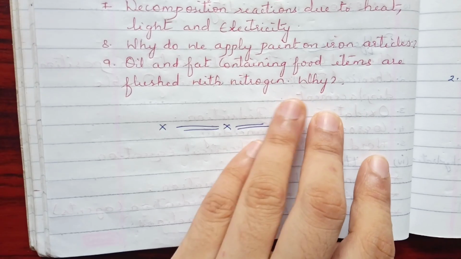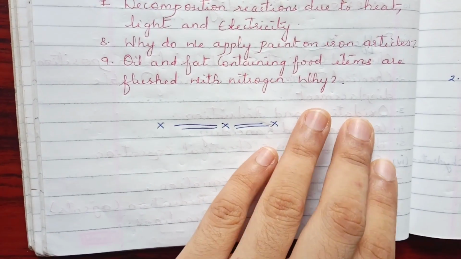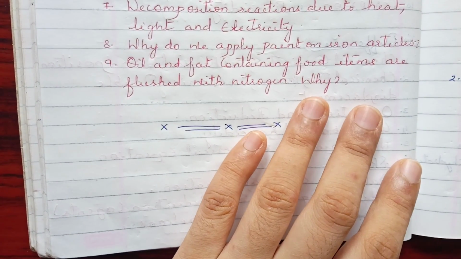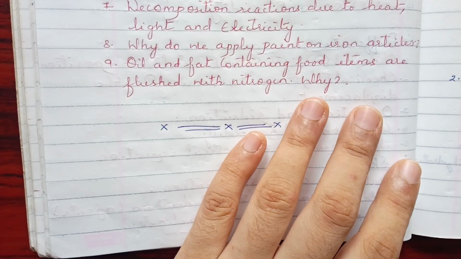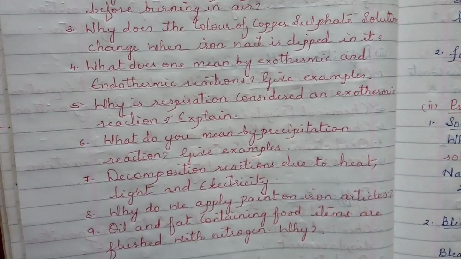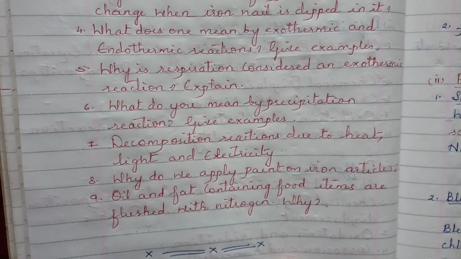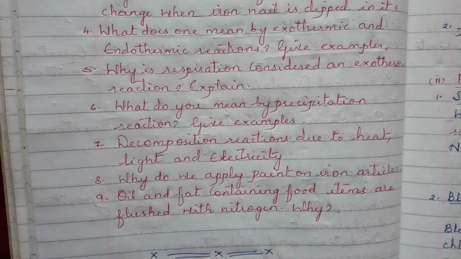Then oil and fat containing food items are flushed with nitrogen. Why? Give reason question. So my particular advice is that wherever you find give reason questions and why kind of questions, please go through it. I have gone through the entire chapter, I have found so many, so I have included all of those over here. Apart from this, just go through slightly over the other textual questions as well.